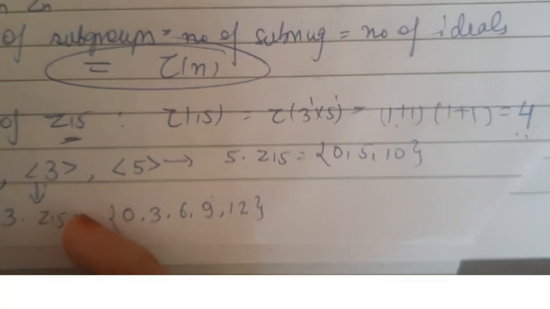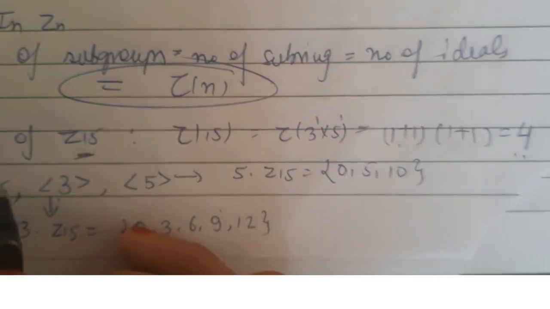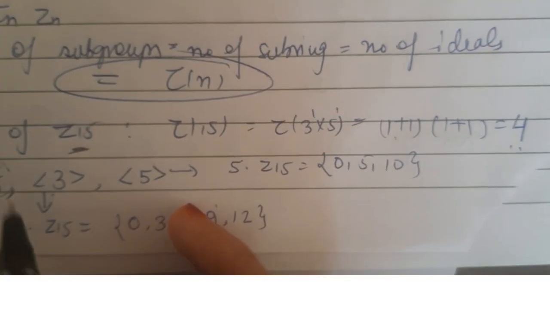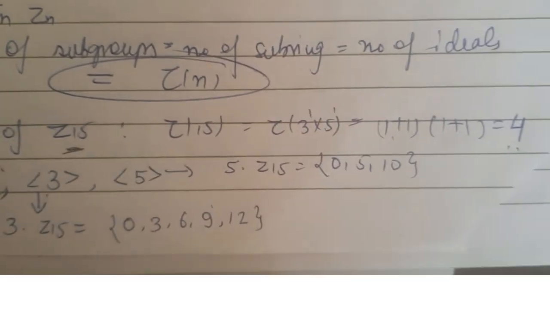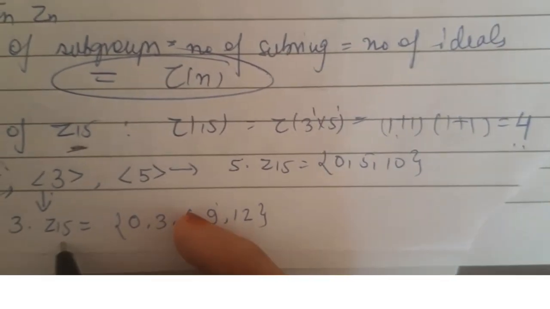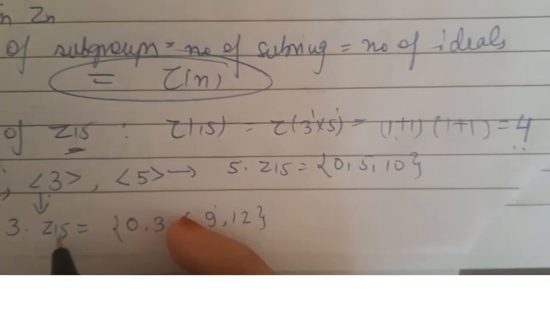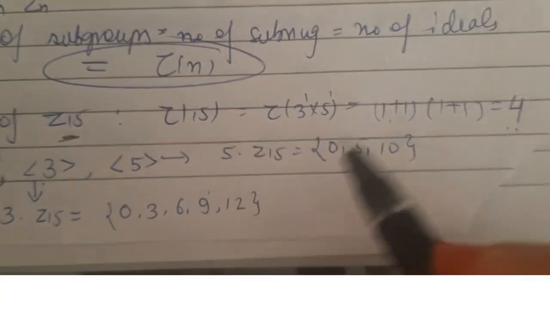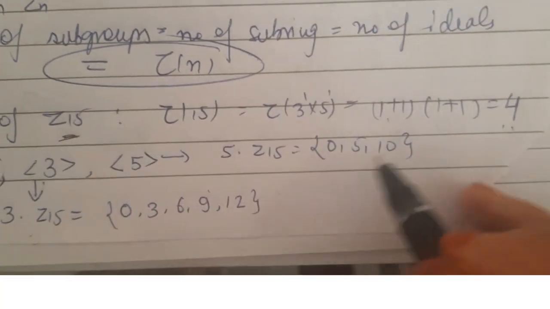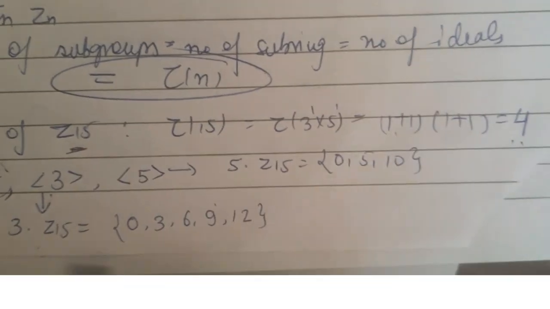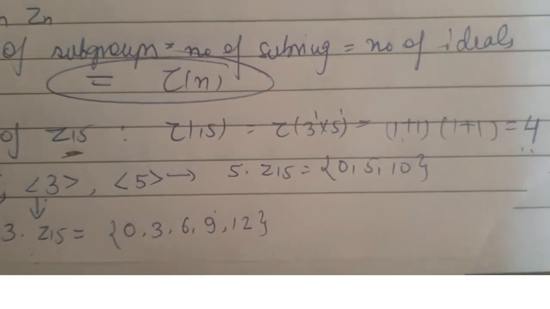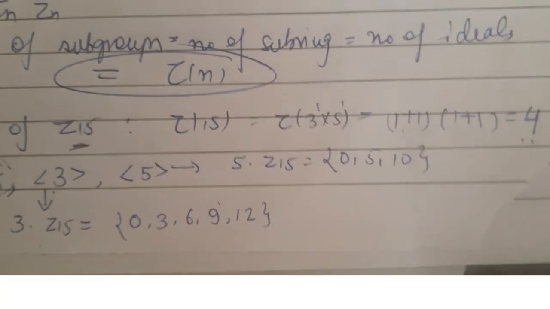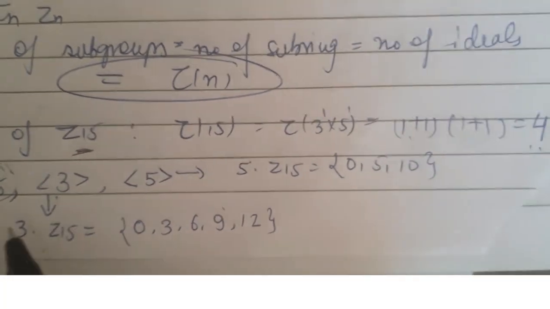We know that singleton 0 and the ring itself are always ideals. Next we need to find the remaining 2 ideals. The remaining 2 ideals are cyclic 3 and cyclic 5. Cyclic 3 is 3 into Z15, and cyclic 5 will be 5 into Z15. 3 into Z15 will have elements 0, 3, 6, 9, 12, basically multiples of 3 less than 15. And the multiples of 5 will be 0, 5 and 10, less than 15. So these are the possible ideals for Z15. In this way we can find the ideals of Zn using the tau n function, which gives the number of ideals, and the form of ideals is like this.